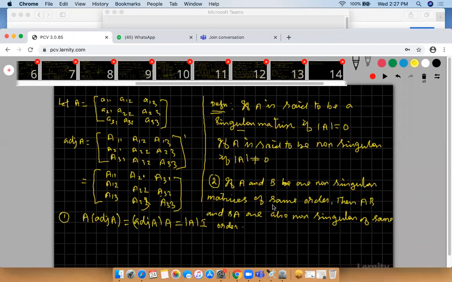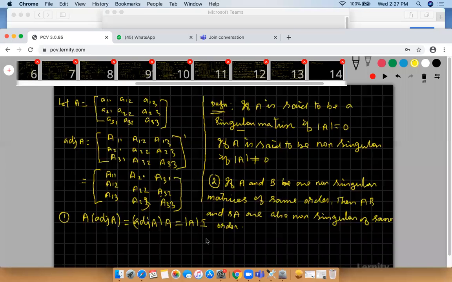Please try to understand. Your A and B are non-singular. What is non-singular? Determinant of A is not equal to 0, and determinant of B is not equal to 0. Then determinant of AB is also not equal to 0, and determinant of BA is also not equal to 0. That is the meaning of non-singular. And the order is also the same: A and B having the same order means AB and BA also have the same order.